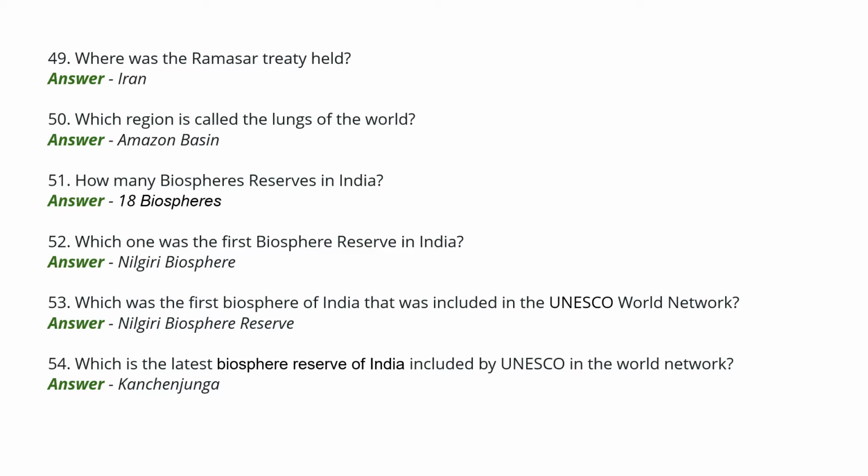Now coming on to the Amazon Basin. Why is Amazon Basin called the lungs of the world? The Amazon rainforest is the most biodiverse region on earth. It provides shelter to more than 3 million species of plants and animals. Billions of trees absorb tons of carbon dioxide every year and slow down climate change, along with producing 20% of Earth's oxygen. Hence, it is named the lungs of Earth or lungs of the world.